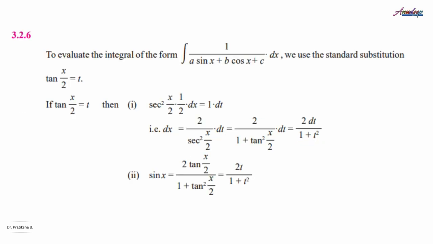The form of the integral that you are seeing on the screen is very much asked in the board exam, so it is advisable to learn this form and the substitution needed to simplify the problem. If you see the integral of the form 1 over a sine x plus b cos x plus c, the substitution is tan x by 2 as t. You replace dx by 2 dt upon 1 plus t square. If it is a sin x term in your integral, it is replaced by 2t over 1 plus t square. And if it's cos x, then it is replaced by 1 minus t square upon 1 plus t square.